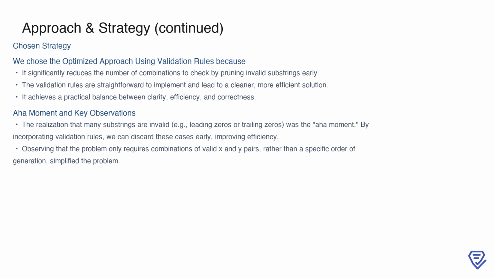A key insight, or aha moment, was recognizing that a significant number of substrings can be deemed invalid at the outset, for example, numbers with leading or trailing zeros. By focusing on this validation step, we reduced the problem's complexity and avoided unnecessary processing. Additionally, understanding that the solution requires only valid combinations of x and y pairs, without concern for their order, helped simplify the implementation further. This approach strikes a practical balance, ensuring efficiency without overcomplicating the solution.